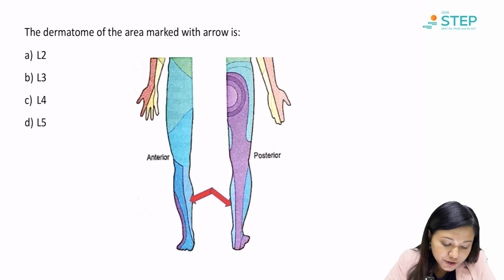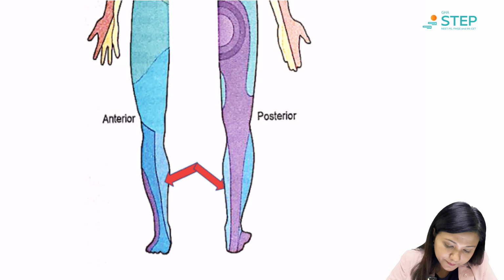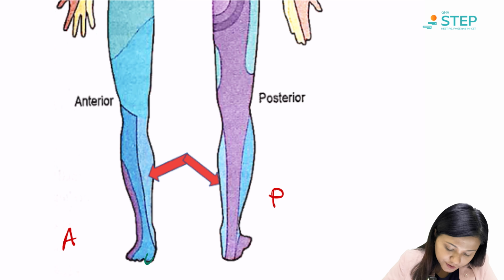Okay. The next question: the dermatome of the marked area with an arrow. So first of all, you get oriented. This is anterior, this is posterior. Now, as you can see, this is the hallux. Okay, so this is the medial aspect, and this is the lateral aspect. The medialmost part's dermatome is what they are asking.